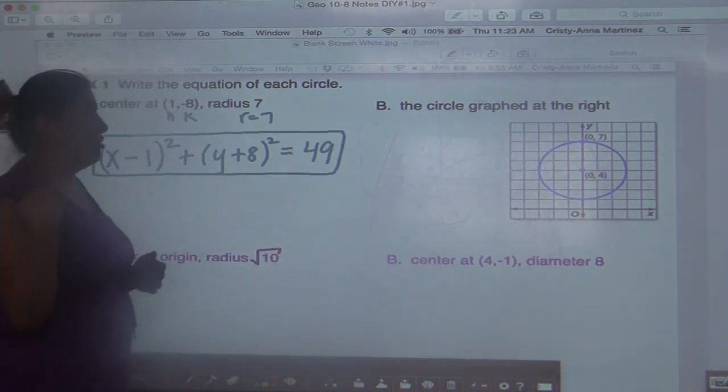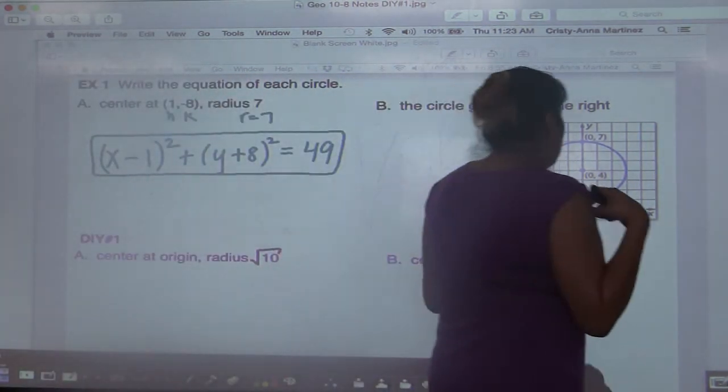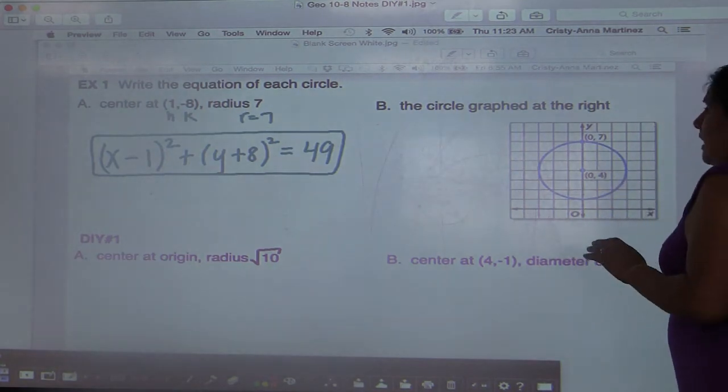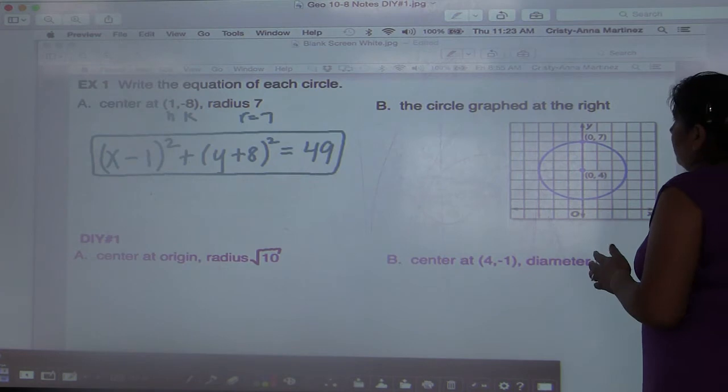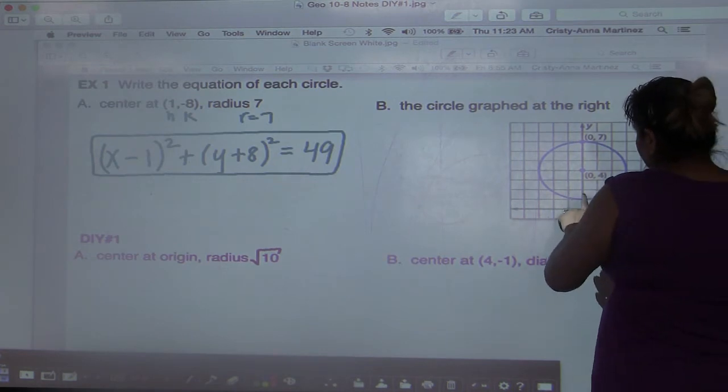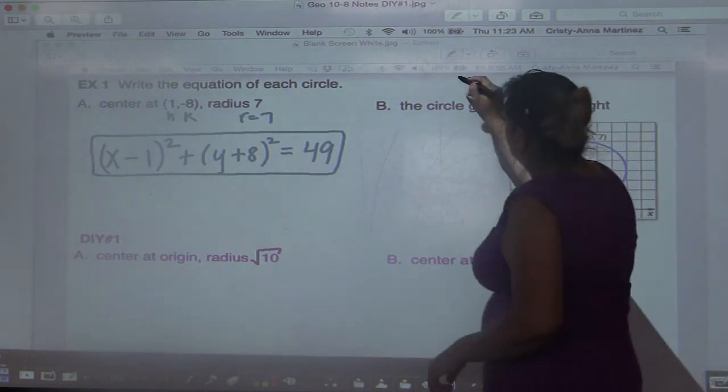In part B, you're going to have a very similar scenario happening. The only difference with part B is that they didn't actually tell us what the center and the radius was, but you can get that information from the graph. So if you look here, the center here is (0, 4).